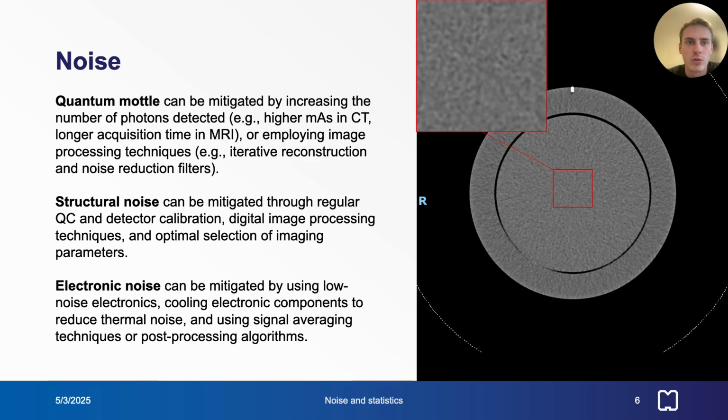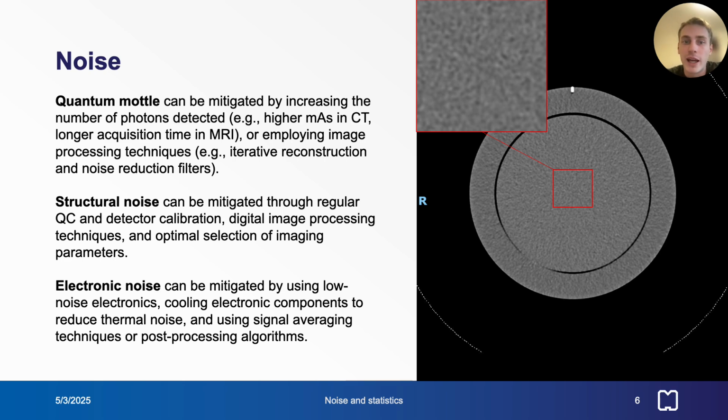Now, we've seen the visual appearance of noise and how we measure it in an image, but how do we mitigate it? Quantum mottle can be mitigated by increasing the number of photons detected. So for example, increasing the mAs in CT or X-ray imaging, or using longer acquisition times in MRI. Alternatively, we can employ image processing techniques such as iterative reconstruction and noise reduction filters.